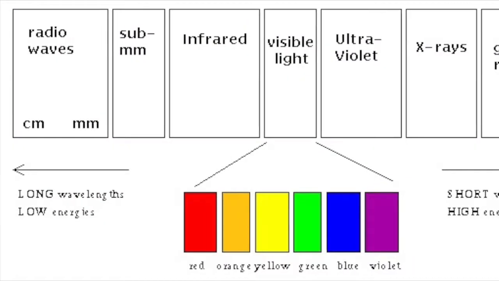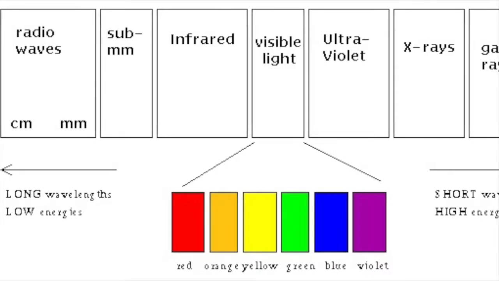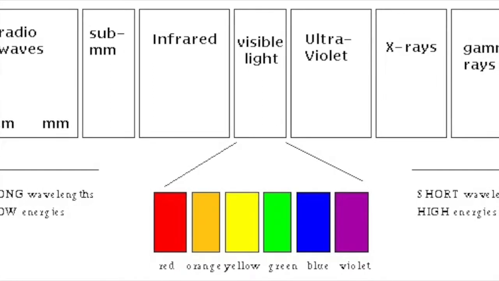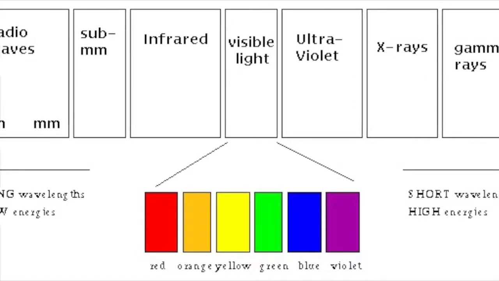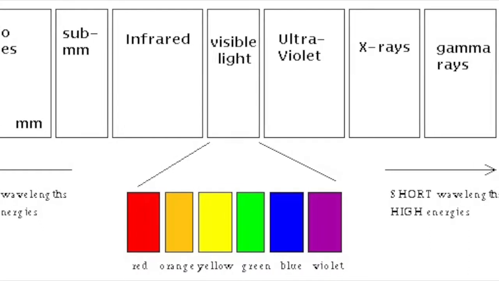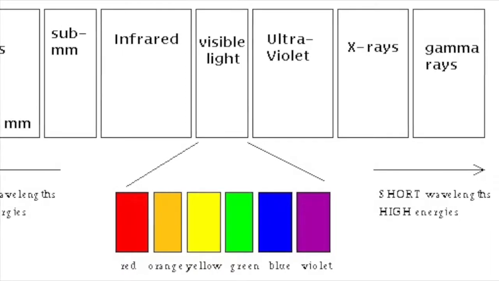Light particles are called photons. We use the electromagnetic spectrum to classify light waves based on their wavelengths and energies. Photons of longer wavelengths have lower energy, shorter wavelengths have higher energy. Aside from the visible spectrum, electromagnetic waves are invisible to the naked eye.